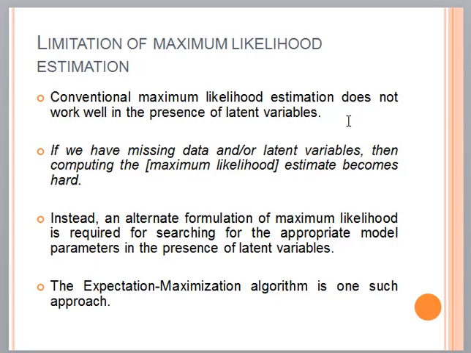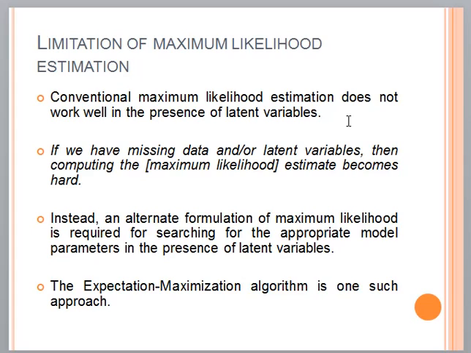So the limitation of maximum likelihood estimation is that conventional maximum likelihood estimation does not work well in the presence of latent variables. So if we have hidden variables or latent variables, the variables which are not observable, then if we use maximum likelihood estimation, it will not work perfectly. If we have missing data or latent variables, then computing the maximum likelihood estimate becomes hard. It will become an NP-hard problem if there are missing values or latent values and we are trying to calculate the maximum likelihood of it.